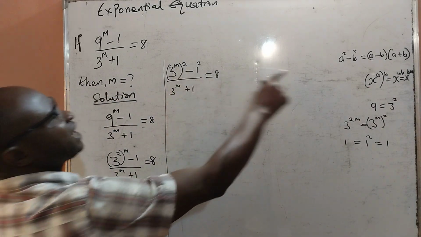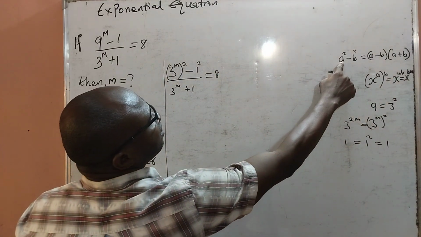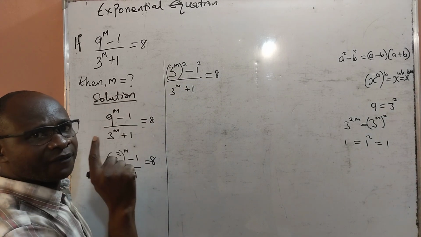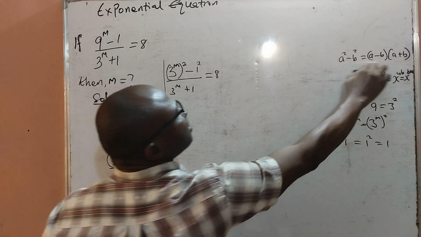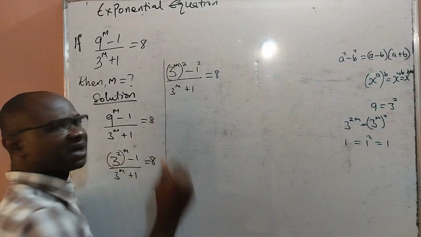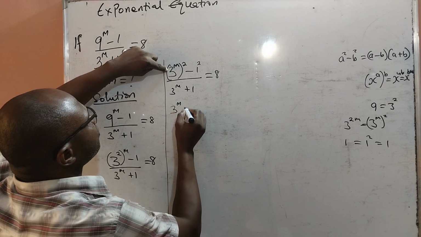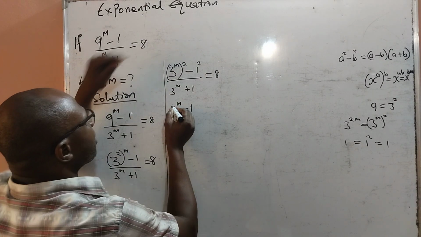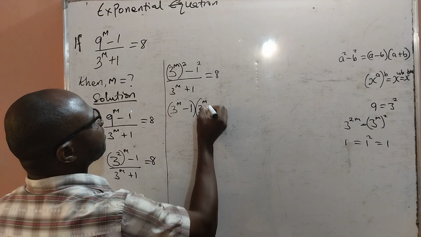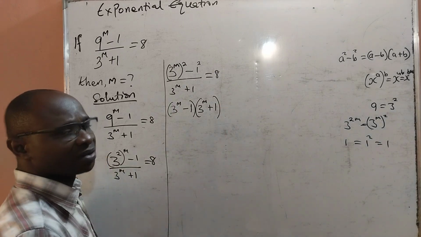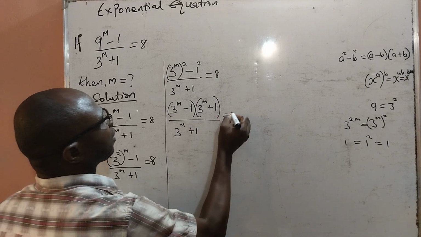Now, applying exactly this here, what it means is that a is the same thing as 3 to the power of n, while b is the same thing as 1. So, applying this difference of two squares at the numerator by the left hand side, I will have a, which is 3 raised to power n, minus b, which is 1, then multiplied by a, which is 3 raised to power n, plus 1, all divided by 3 raised to power n plus 1 equal to 8.